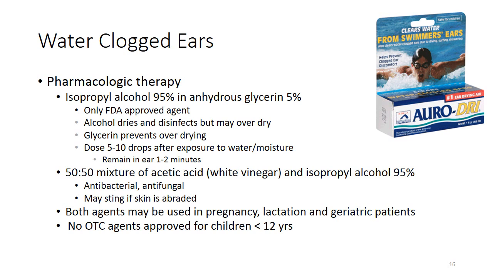There is one pharmacologic ear drying aid approved by the FDA, isopropyl alcohol and anhydrous glycerin. The alcohol dries the ear, and the glycerin prevents the alcohol from causing over-drying. An acetic acid mixture can be made at home. It is made by mixing equal parts of white vinegar and 95% isopropyl alcohol. If the skin is abraded, it may cause stinging. Both treatments may be used by pregnant and lactating women and elderly patients. Children under 12 years of age, however, must be referred for medical care.